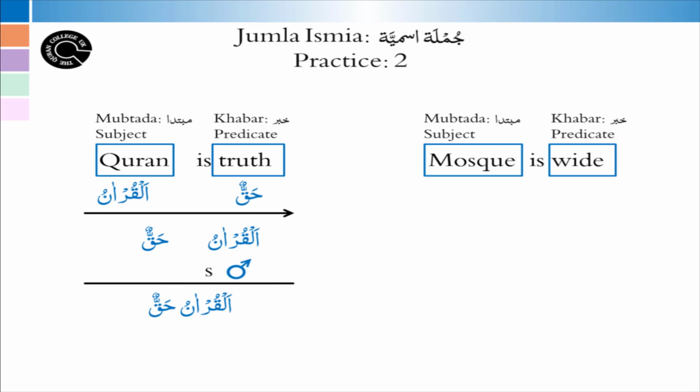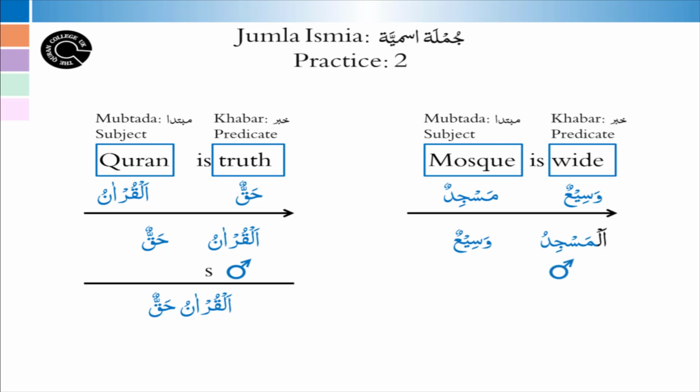In the next sentence, mosque is wide. Wasi'un is used for wide. And for mosque, we use Masjidun. We can write then Masjidun as Al-Masjidu and then join it with Wasi'un. Al-Masjidu is a masculine one and singular. So therefore the final sentence would become Al-Masjidu Wasi'un.